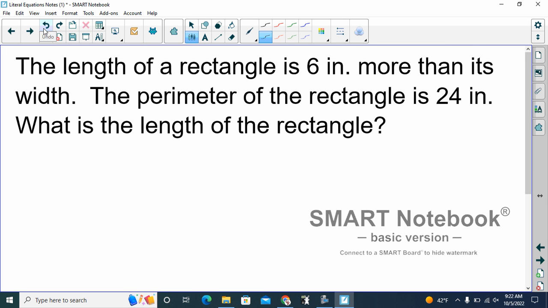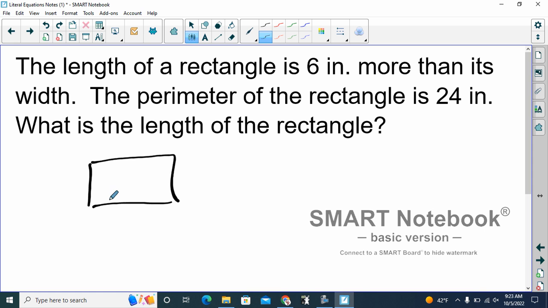Example 3 says the length of a rectangle is 6 inches more than its width. The perimeter is 24 inches. We are trying to find the length of the rectangle. Length of a rectangle is 6 inches more than its width. Perimeter is 24.